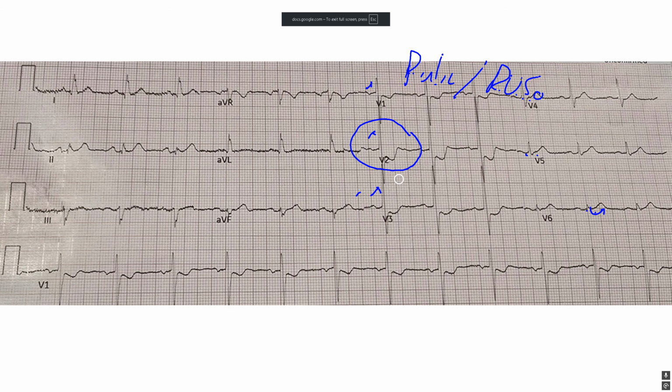Could there be a PE, right? Because we have this depression and this strain pattern. Could this be from a PE as well? So overall, that's what I see for this patient.